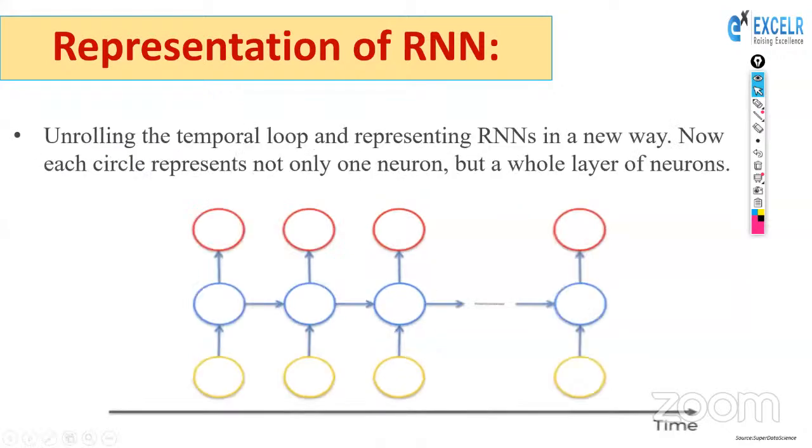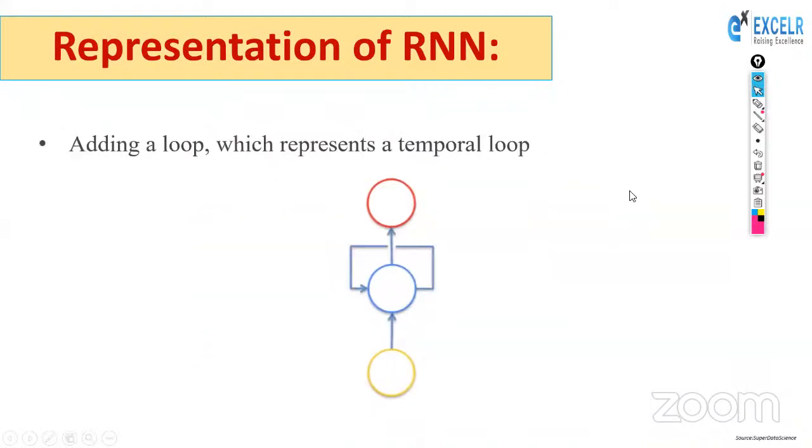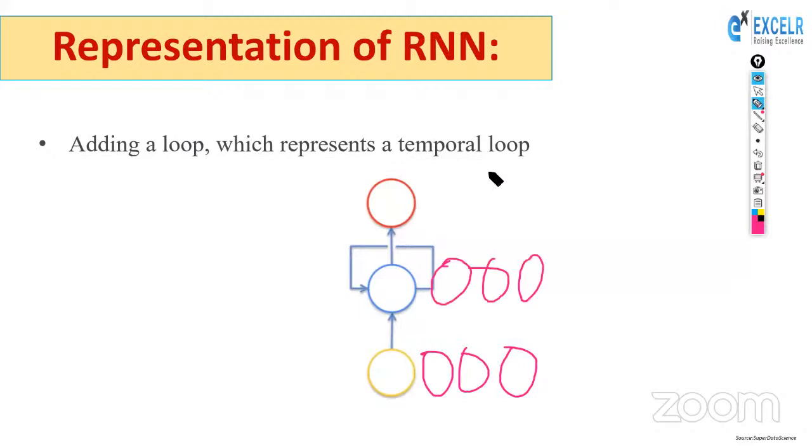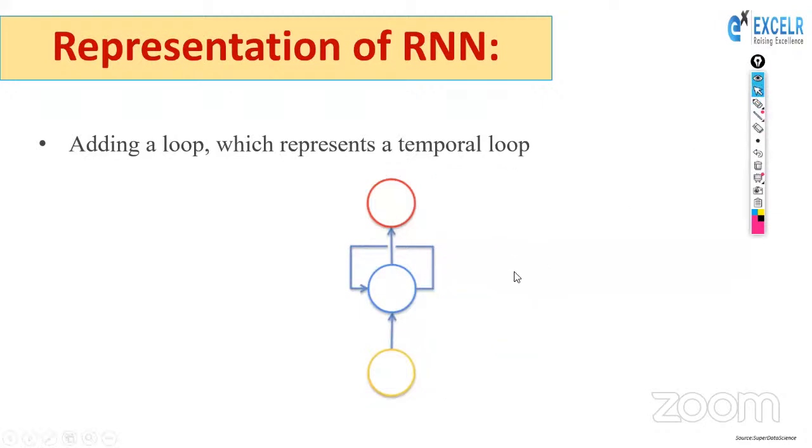Just unroll this network. Since you have a number of nodes at the input layer, rather than having a single node representation like this, just unroll this network. So you have multiple input layer nodes. You have multiple hidden layer nodes. You have multiple output nodes. So just expand this network and you will get it like this.